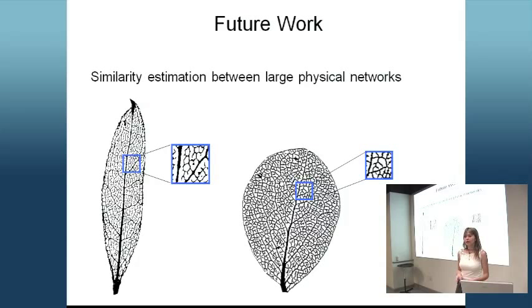Another application of my interest is estimating similarity between large networks. In this example, you can see the network of leaf venation, and of course this network can be represented as a graph, but I think that using just graph-based techniques like graph matching is useless here, because these networks are different, and indeed they are very large, so that would increase the complexity of graph matching techniques. So instead, I'm interested in finding patterns that would find distinct features of these large networks, or patterns that these networks have in common.